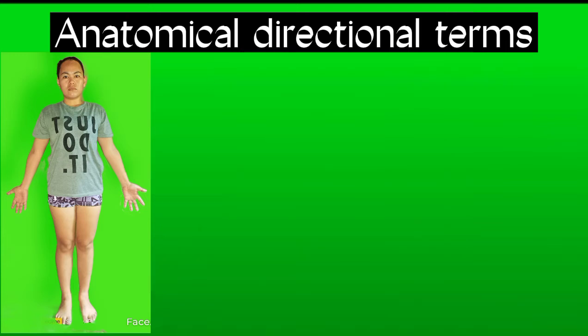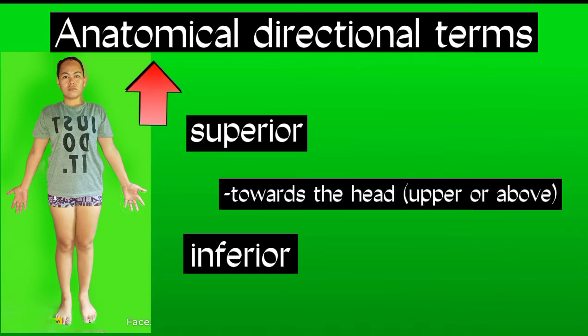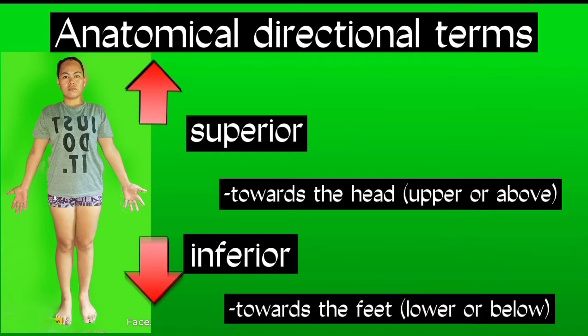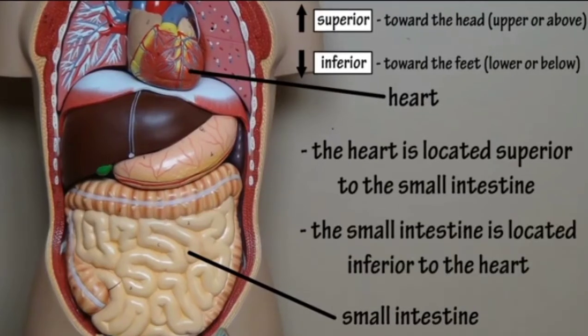We're going to start with superior and inferior. Superior means towards the head, but it can also mean upper or above. Inferior means towards the feet, but it can also mean lower or below. So we would say the heart is located superior to the small intestine, or we can say the small intestine is located inferior to the heart.